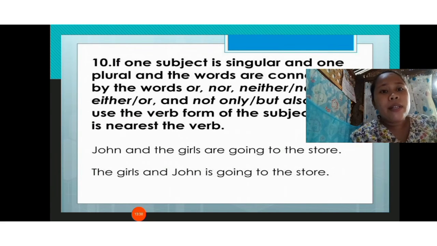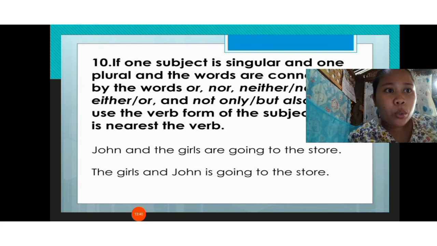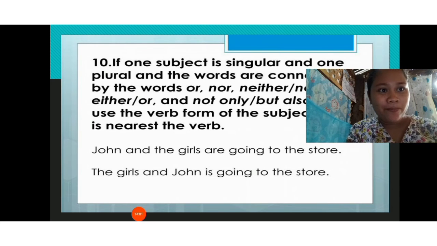Second, the girls and John is going to the store. We have the subject, the girls, plural, John, singular. So we are going to use the singular form of the verb because the nearest subject to our verb is John, which is singular. The girls and John is going to the store.